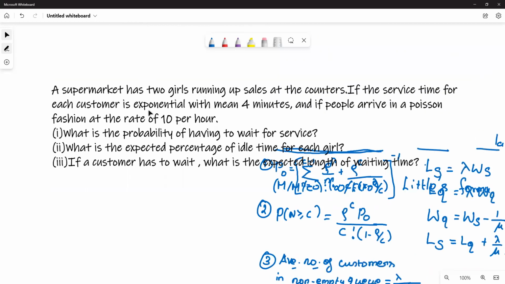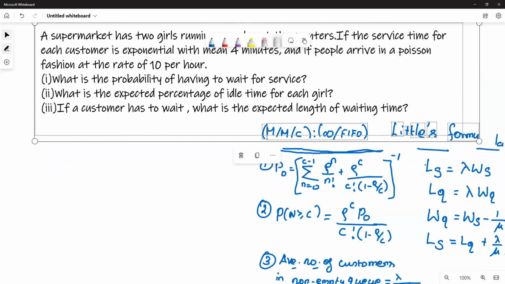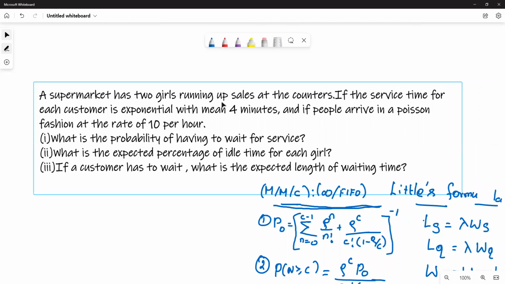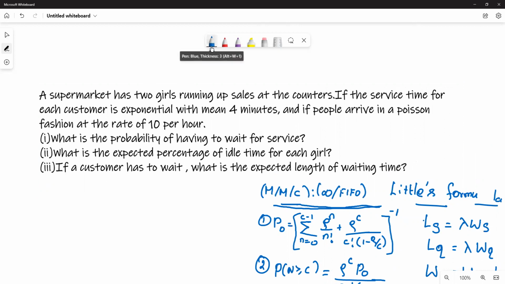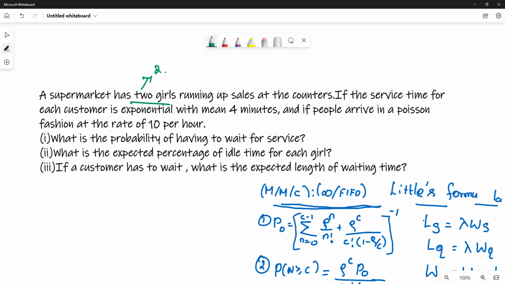In a supermarket, it is given that two girls are running the sales at the counters. So how many girls are there? Two girls are running the sales counter, which means there are two counters in the supermarket. So how many counters are there? Two counters. So the number of servers here is two. Okay. Two servers. So that is a multi-server model.